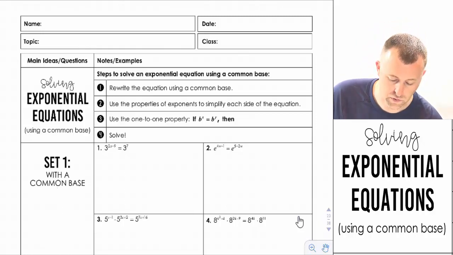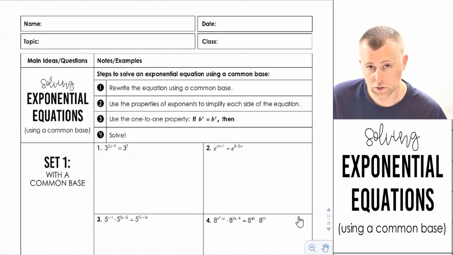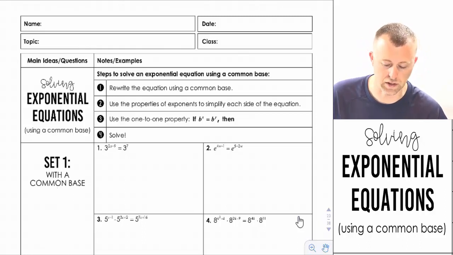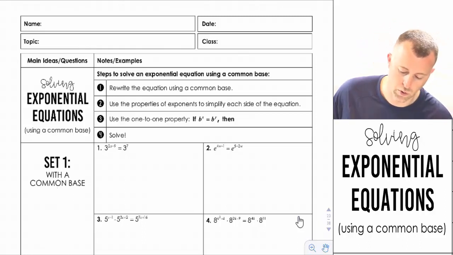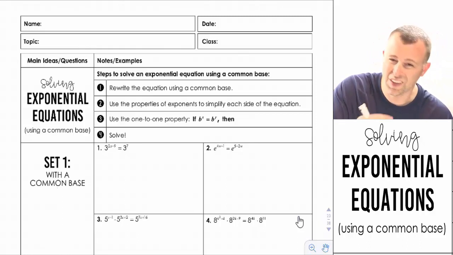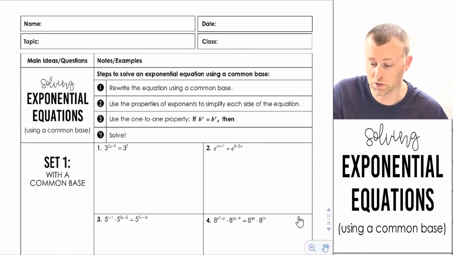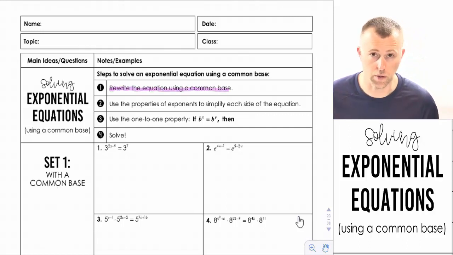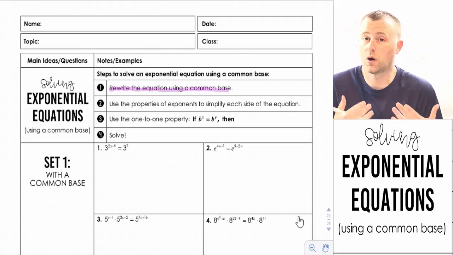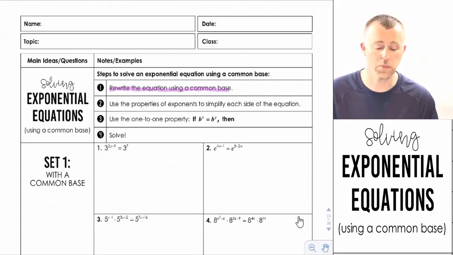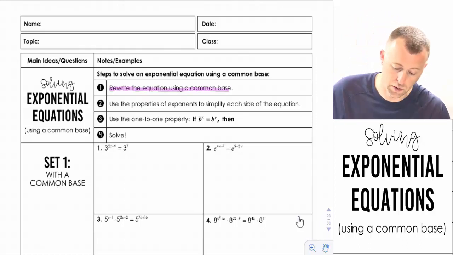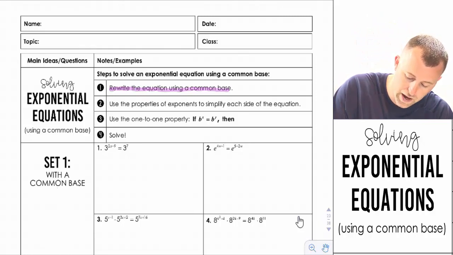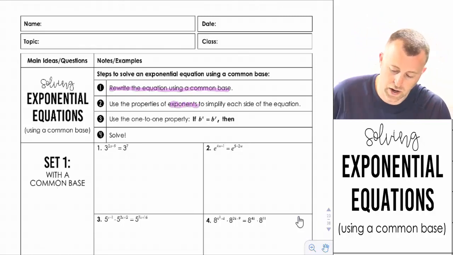And what you'll notice is the first type that we're going to see are exponential equations that have a common base. But the process in general, even if they don't have a common base, which you'll see here in just a little bit, the first step is going to be to rewrite the equation using a common base. So again, the first examples already have that, so we'll be skipping that step, but then we'll start doing it later. Step number 2, we're going to use the properties of exponents to simplify each side of the equation. So again, when we get into logs, we'll use some properties of logs.